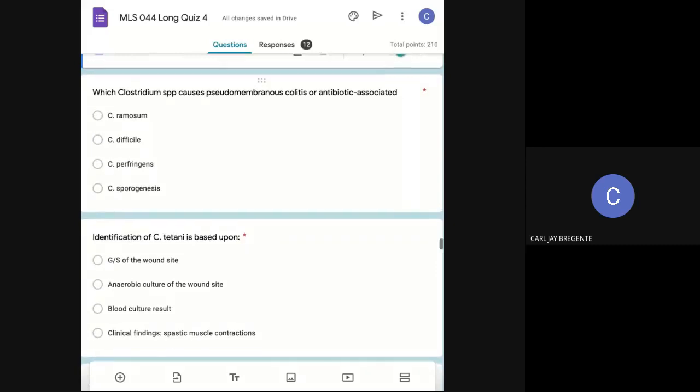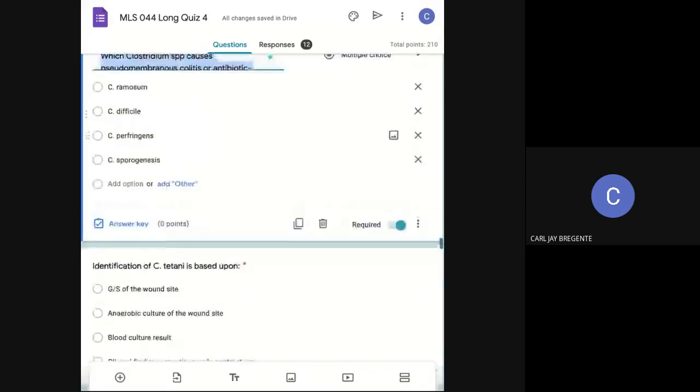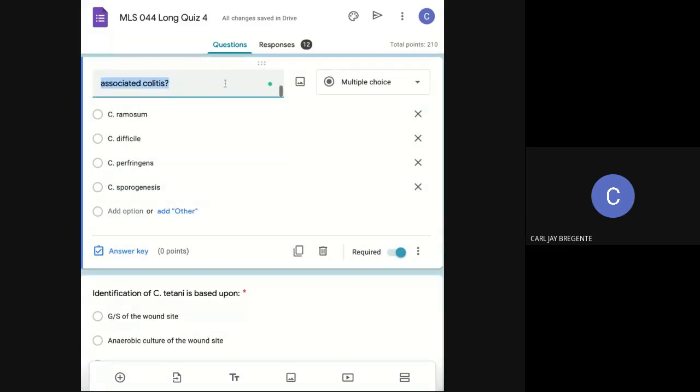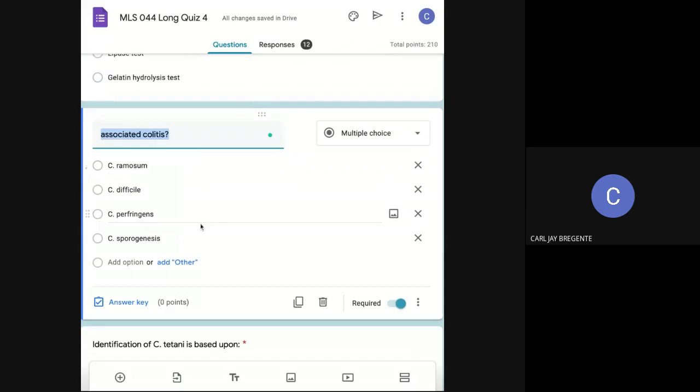Which Clostridium species causes pseudomembranous colitis or antibiotic-associated gastroenteritis? That is Clostridium difficile. So Clostridium difficile is the correct answer.